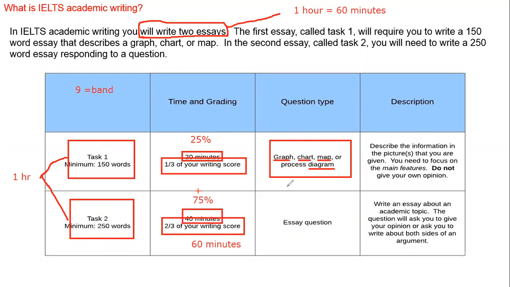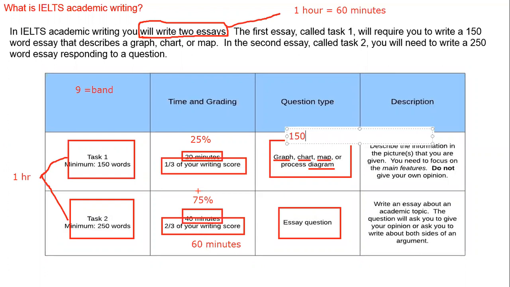Whereas in task 2 of your IELTS writing, we will go with what? We will go with an essay. You will have an essay and you need to write on that essay. The word limits are very important here for you. In task 1, you need to explain your graph in how many words? You will explain them in 150 words minimum, 150 words.